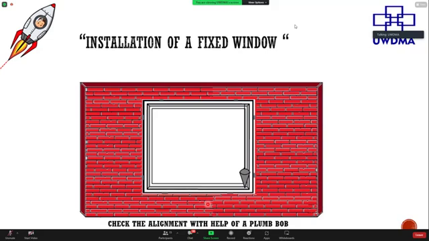So if this qualifies the alignment thing, only then will we drill our fasteners. Until you're sure that your frame is in perfect alignment, please don't drill the fasteners. Otherwise what? In case of a fixed window, it won't be much of an issue, because in a fixed window you just need to put your glass and put the bidding. So there won't be much issue in the case of a fixed window.